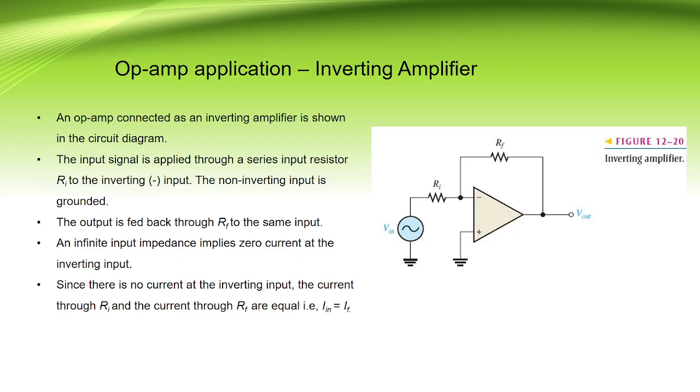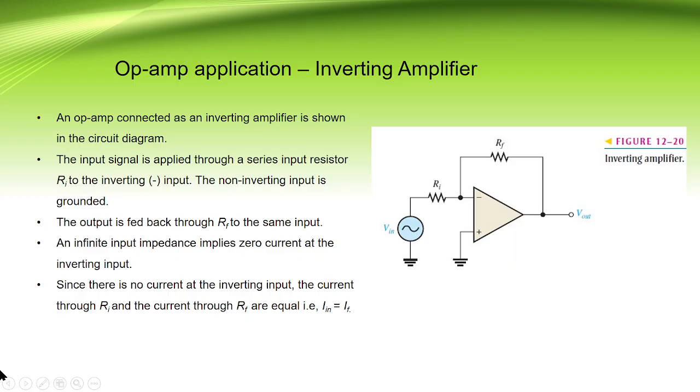The basic application using an operational amplifier is the inverting amplifier. A circuit diagram and the operation is discussed here. The operational amplifier is connected as an inverting amplifier here. The input signal is applied to the inverting input terminal using a series input resistor. As you can see here, input resistance Ri is given here, and the non-inverting terminal is grounded. The output is fed back through a feedback resistance Rf to the same input terminal.